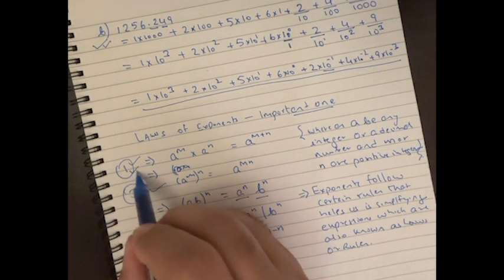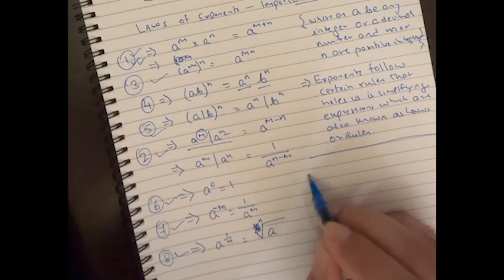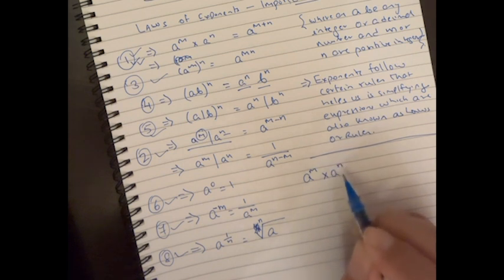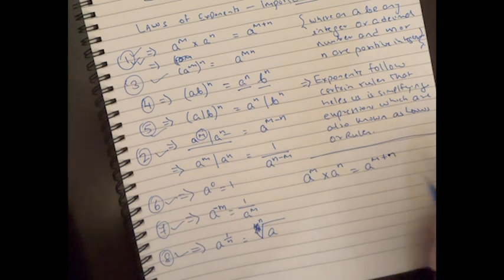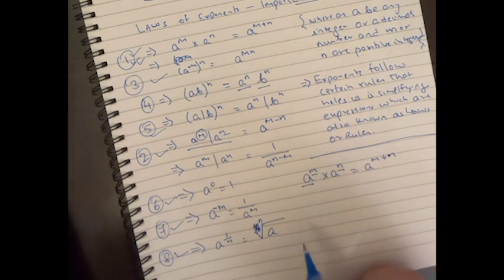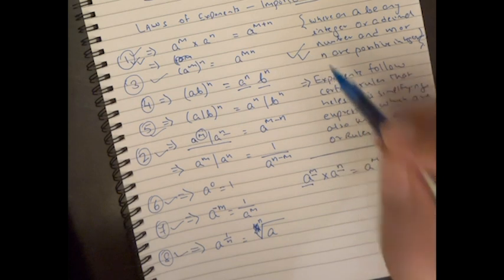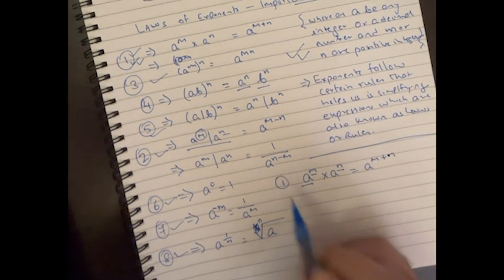We will start with the first one, which says a to the power m multiplied by a to the power n is equal to a to the power m plus n, where a is an integer or a decimal number, and m and n are positive integers, which I have mentioned here. So two things here, right? We are looking at this law.